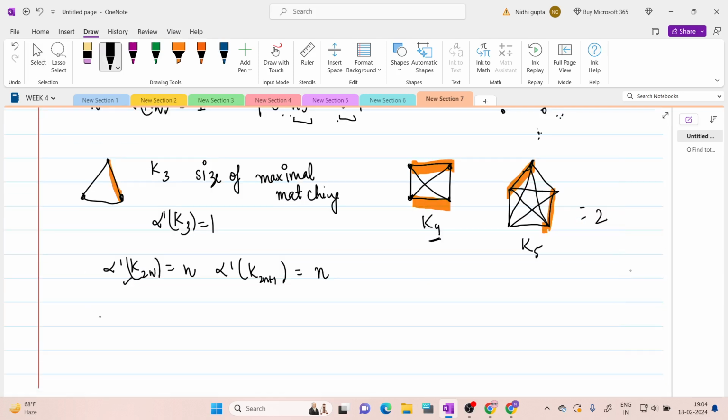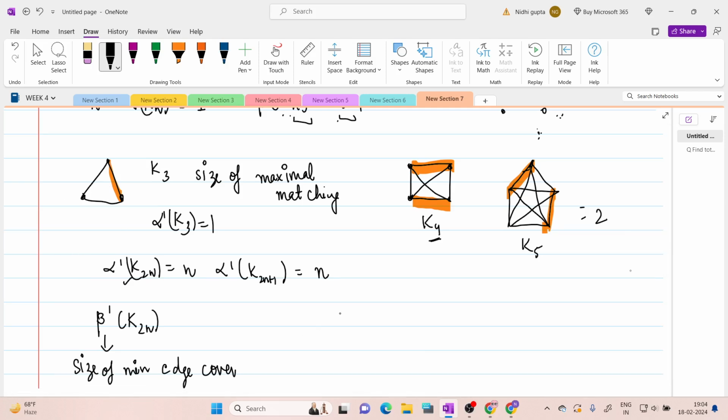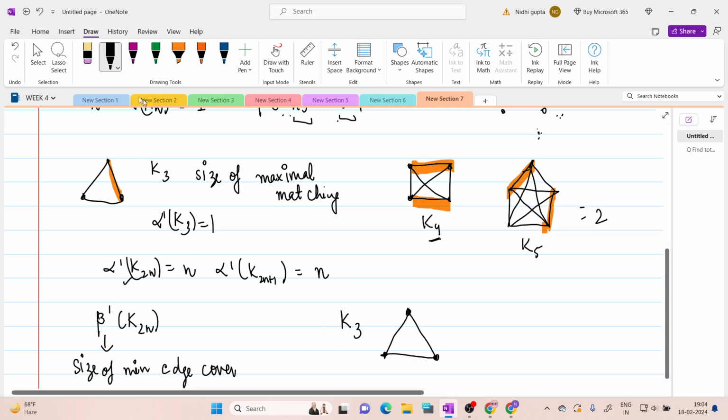Now this was maximal matching. Now we have to find beta dash K2n. What is beta dash K2n? This is the size of the minimum edge cover. So suppose for K3, can you give me a minimum edge cover for K3? It is 2. Okay, 2.